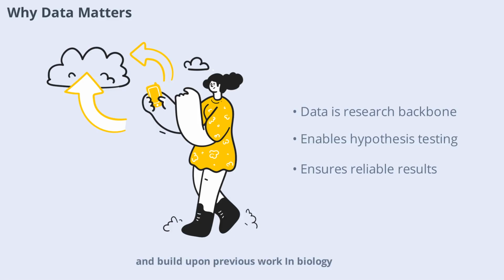In biology, the complexity of living systems means that data must be collected carefully and systematically. This ensures that results are reliable and can be replicated by others. From field studies to laboratory experiments, the quality of data collection directly impacts the credibility of research findings. Now, let's look at the main categories of data collection techniques used in biology.